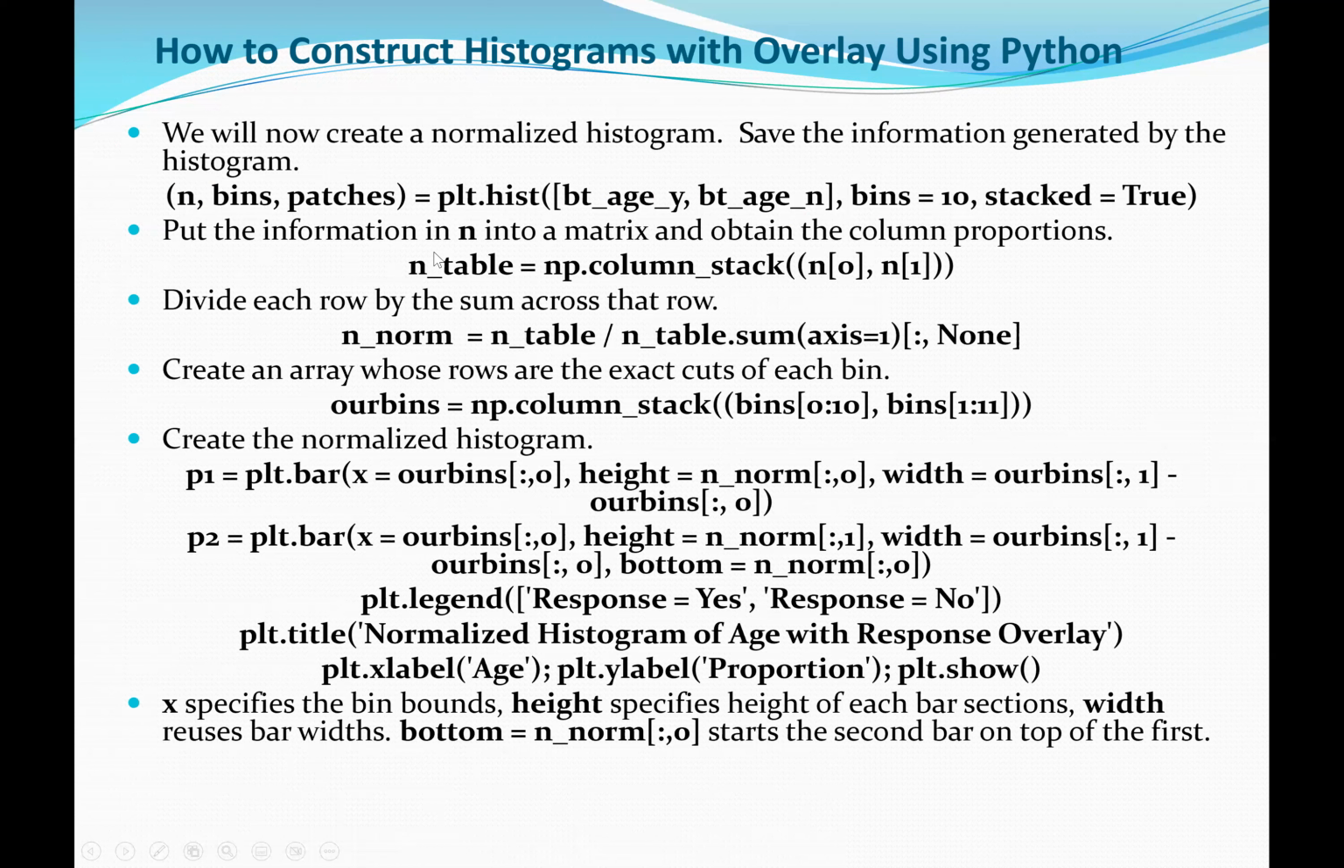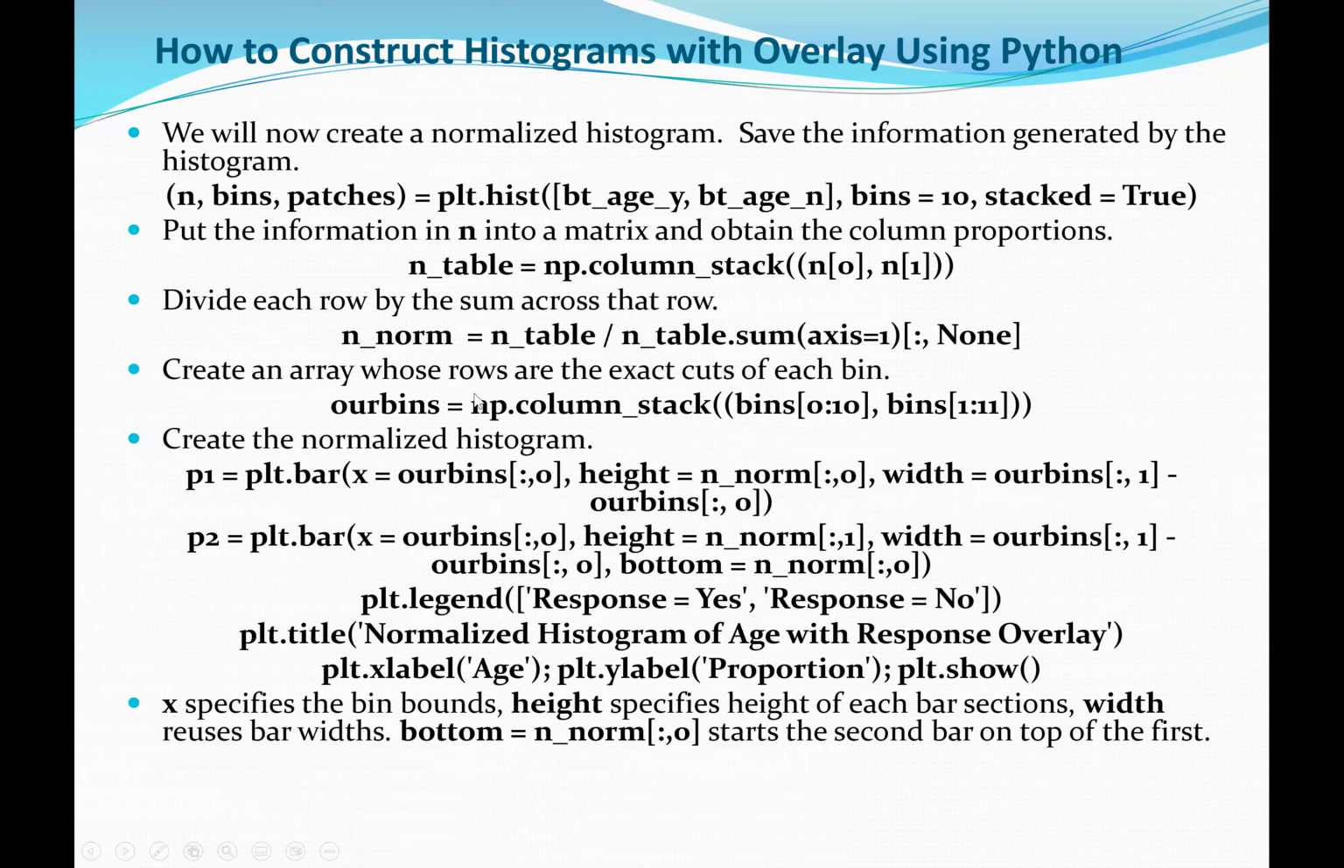Now we put the information in n into the matrix and obtain the column proportion. So here we say np.column_stack, n0 and n1, and we assign it to n_table. Now divide each row by the sum across that row. So we can see n_table divided by n_table.sum axis=1, and again None.